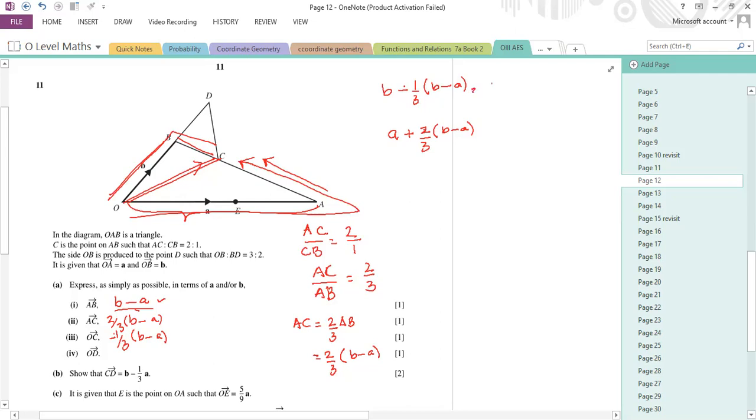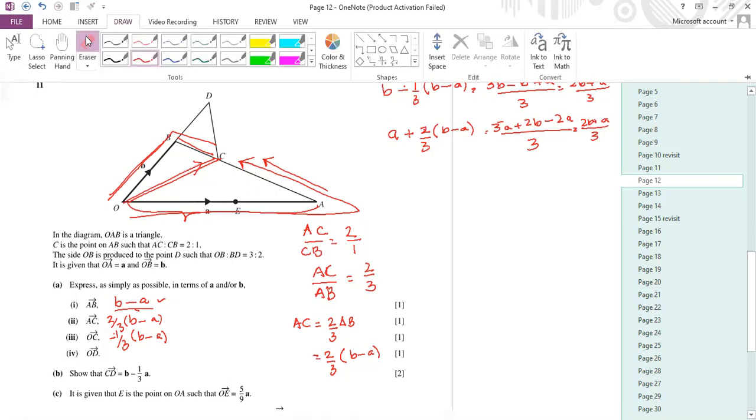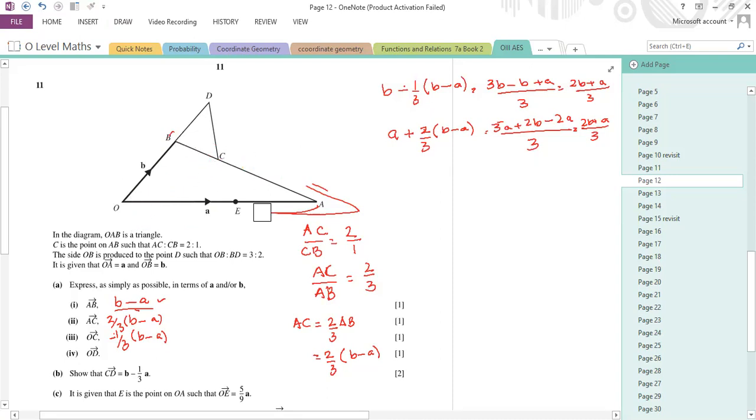Let's check it. So this is going to become (3B minus B plus A) over 3, right? So this will become (2B plus A) upon 3. Now check this one. This will become (3A plus 2B minus 2A) upon 3. When we simplify it, 3A minus 2A becomes A, and plus 2B is as it is. So I hope you have understood. Whether we take this route or the other route, we get the same answer.